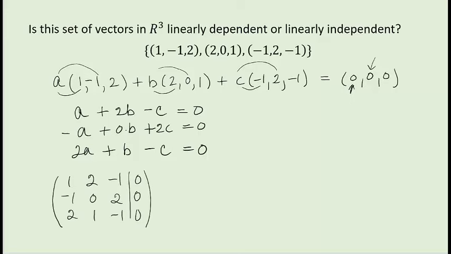I set up the matrix here of the coefficients. That way I just don't have to look at the A, B, and C. Now I need a 1 in the upper left-hand corner, and I have it. So I want to get zeros in the first column other than that 1. So I will add the top row to the second row.